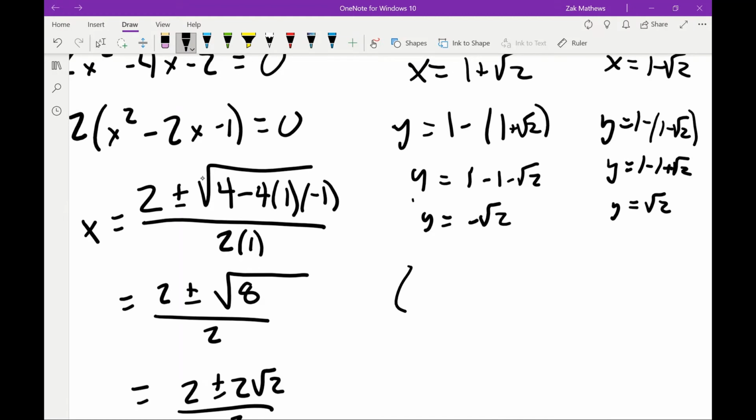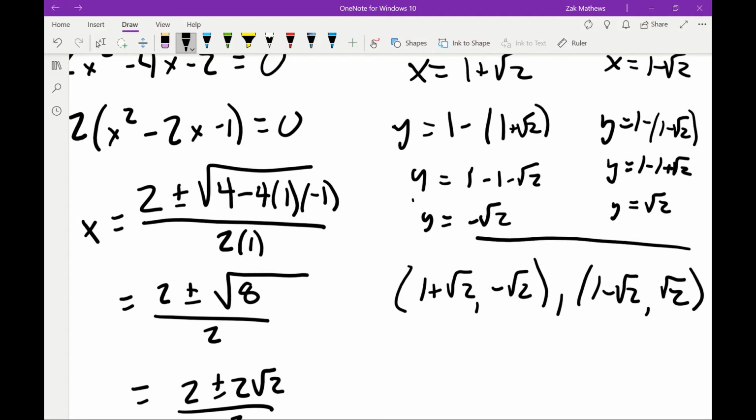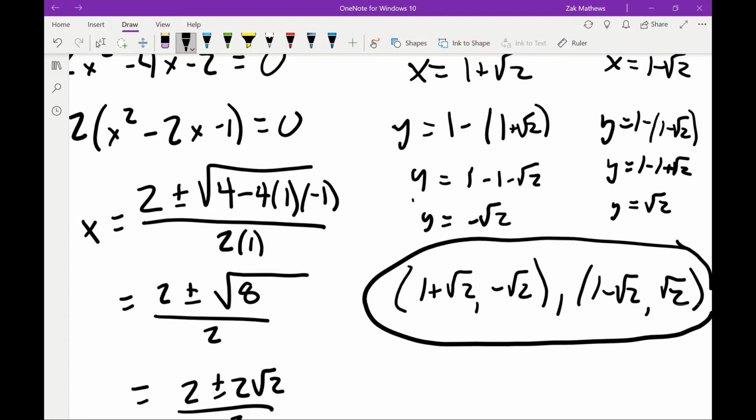So in my solution set, I have an x value of 1 plus root 2, comma negative root 2. And I have a 1 minus root 2, comma positive root 2. And there are my two solutions, as we'd expect. A couple things I want to stress here that I see mistakes made.